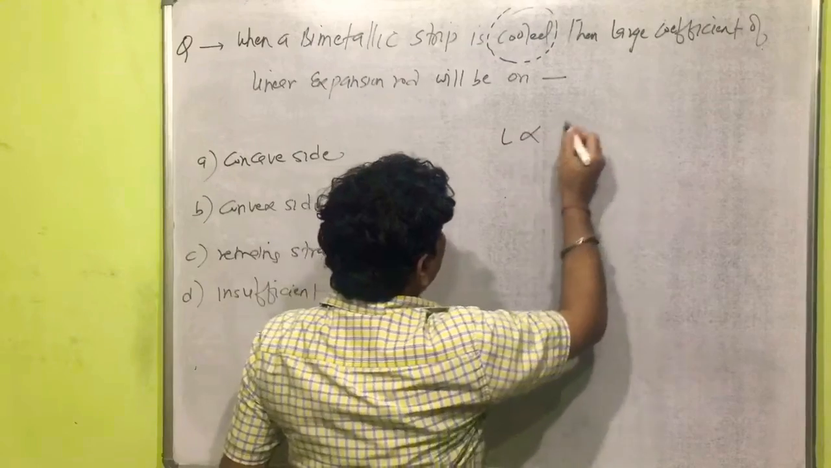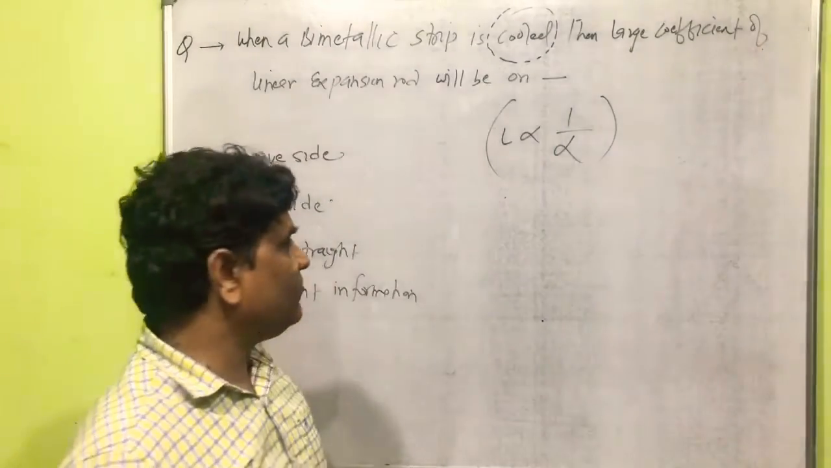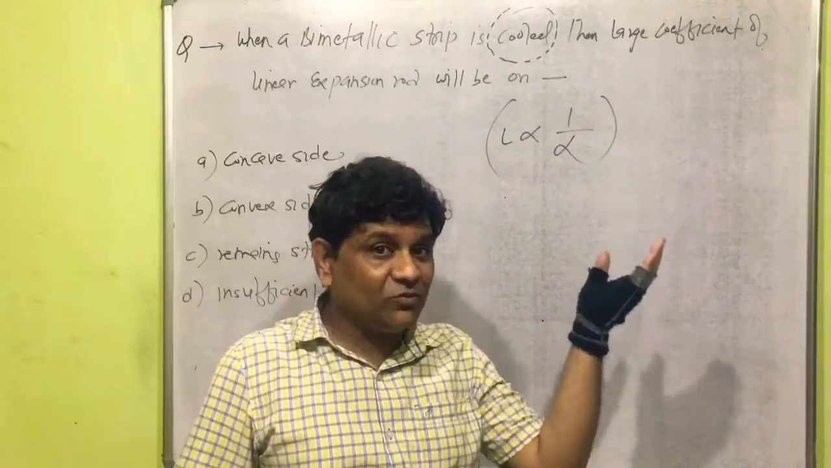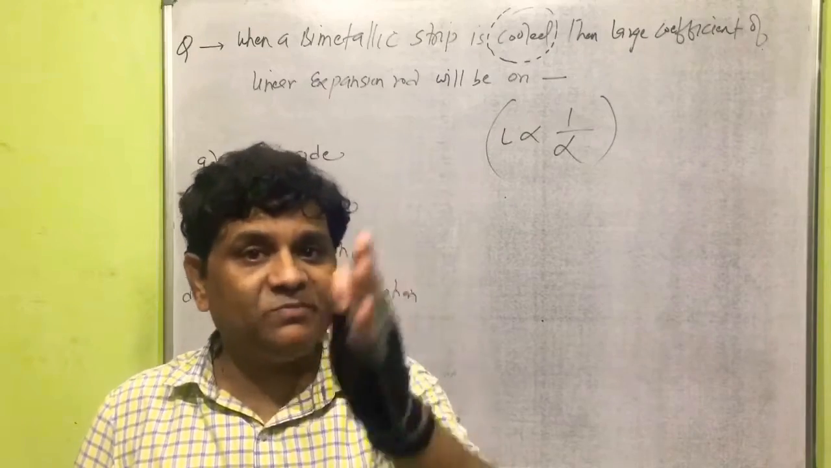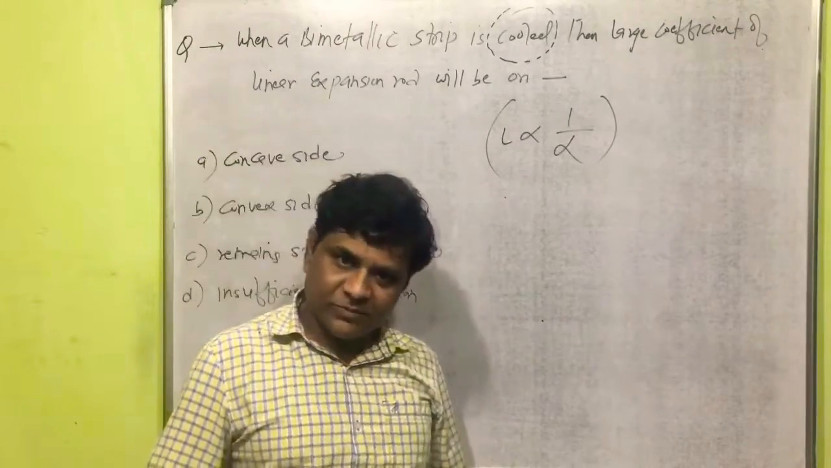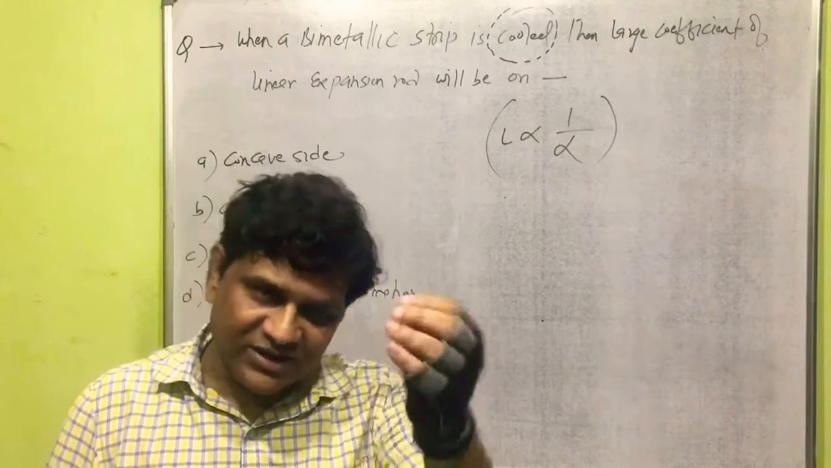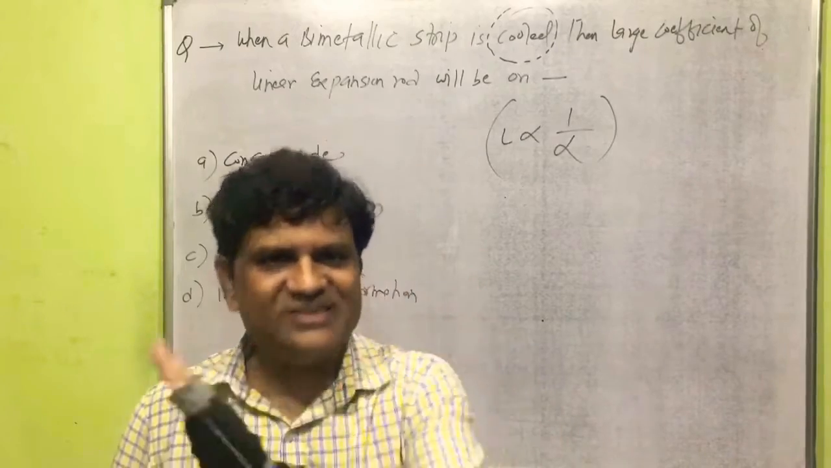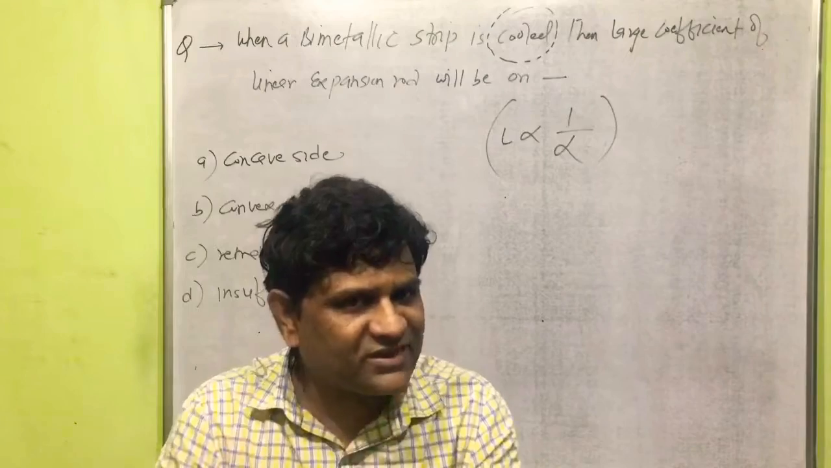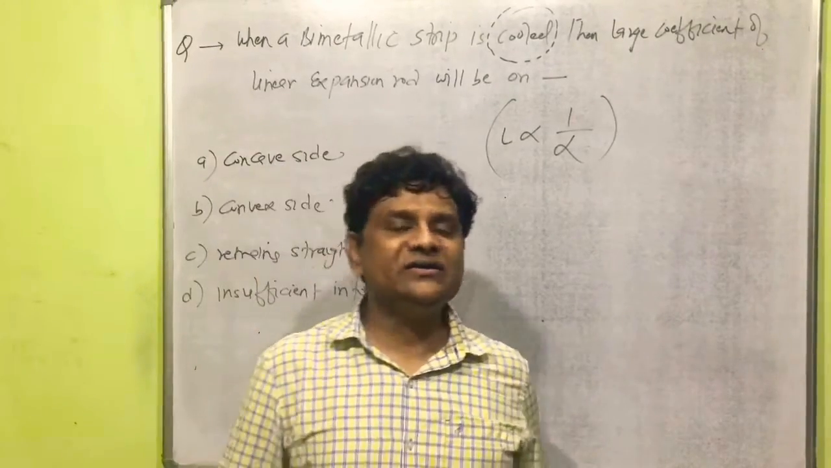Cooled means L is inversely proportional to alpha. Don't be confused by this. This part we already discussed in our topic. When a bimetallic strip is cooled, L will be inversely proportional to alpha. Now, if alpha is larger, length will be smaller. Smaller length will be on the concave side or inner side.